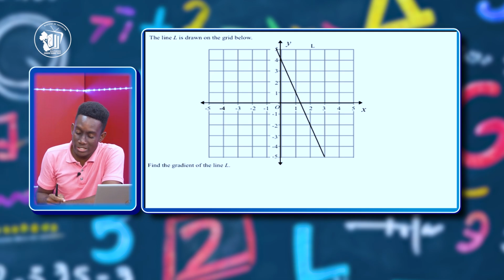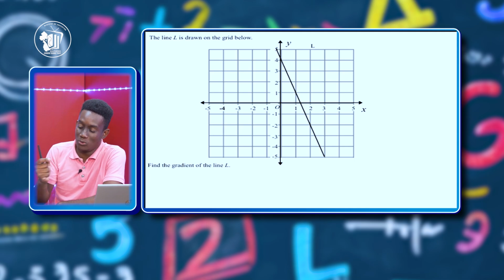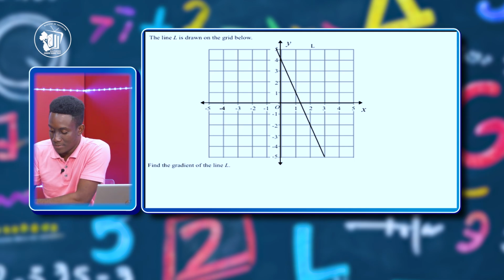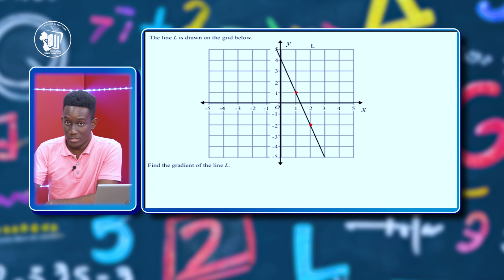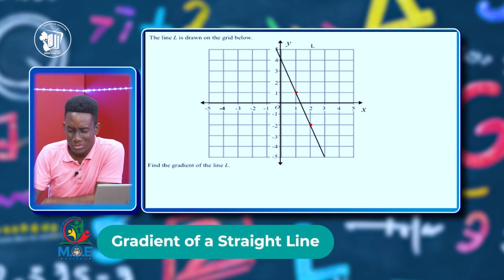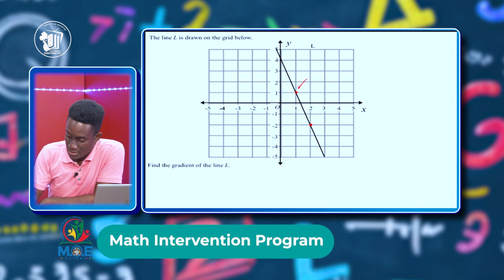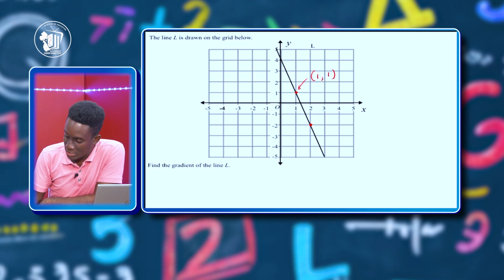So let's look at the final example. The final example says, find the gradient of line L. So of course, you should know how to find this gradient. All we need to do is identify 2 points on the line again. Let's identify 2 nice points. We can take this point here, and we can also take this point here. It doesn't matter which one you choose. Just ensure it's 2 solid points on the line. The coordinates for this point would be 1, 1, we go across 1 and we go up 1. And for this one we go across 2 and we go down 2.